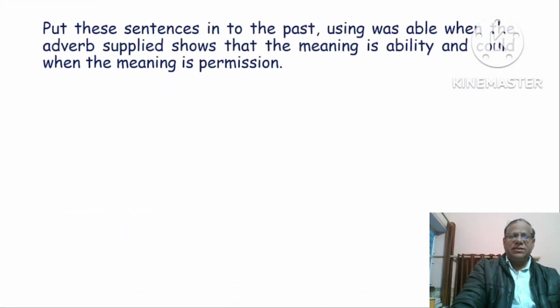So here is an activity. Put these sentences in the past using was able when the adverb supplied shows that the meaning is ability, and could when the meaning is permission.